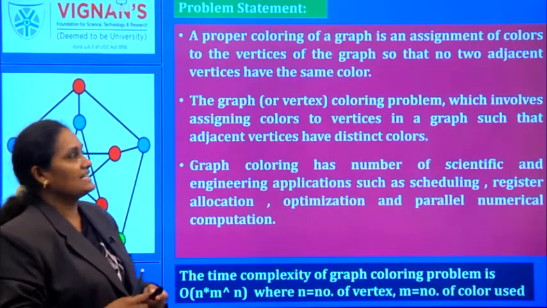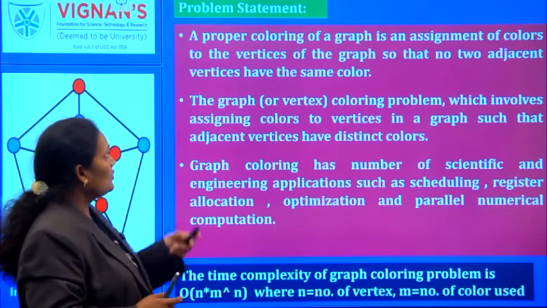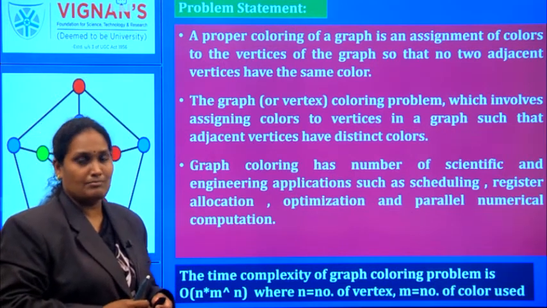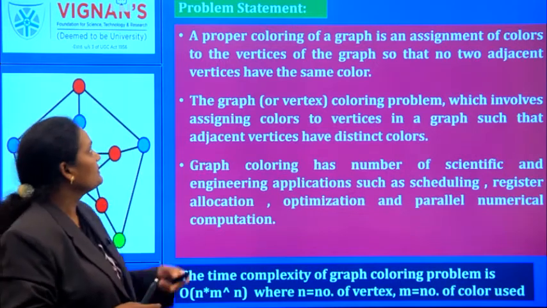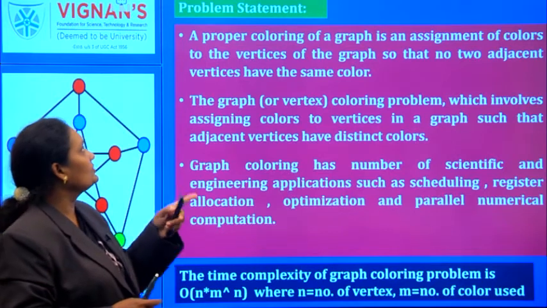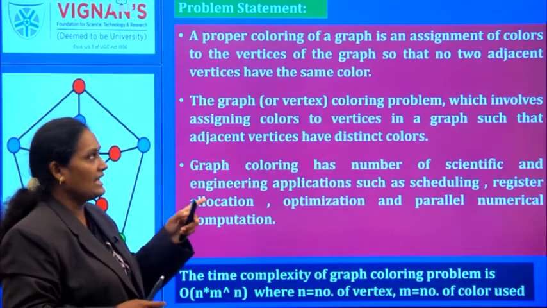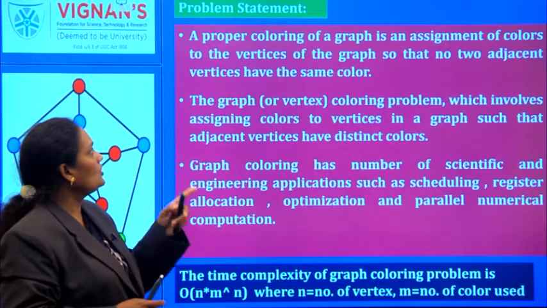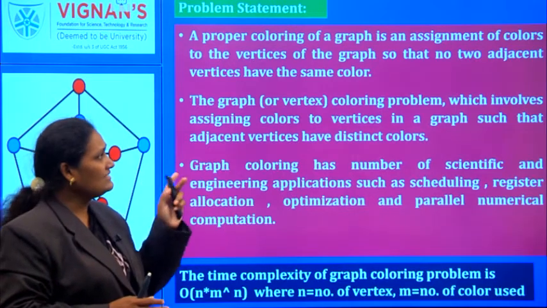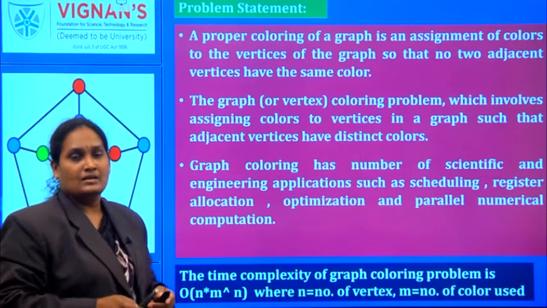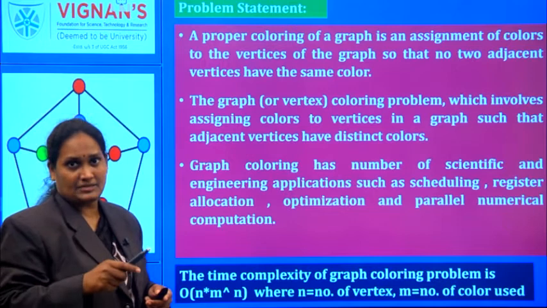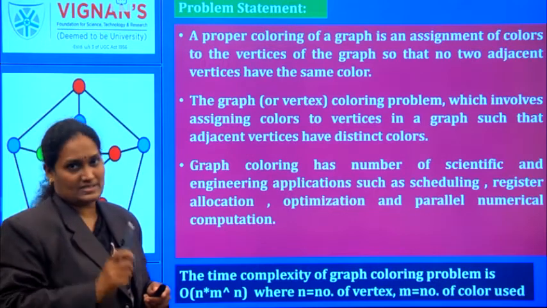Coming to the problem statement, first of all, what is proper coloring of a graph? A proper coloring of a graph is an assignment of colors to the vertices of the graph so that no two adjacent vertices have the same color. What are the adjacent vertices? Two vertices which are connected with an edge are called adjacent vertices.